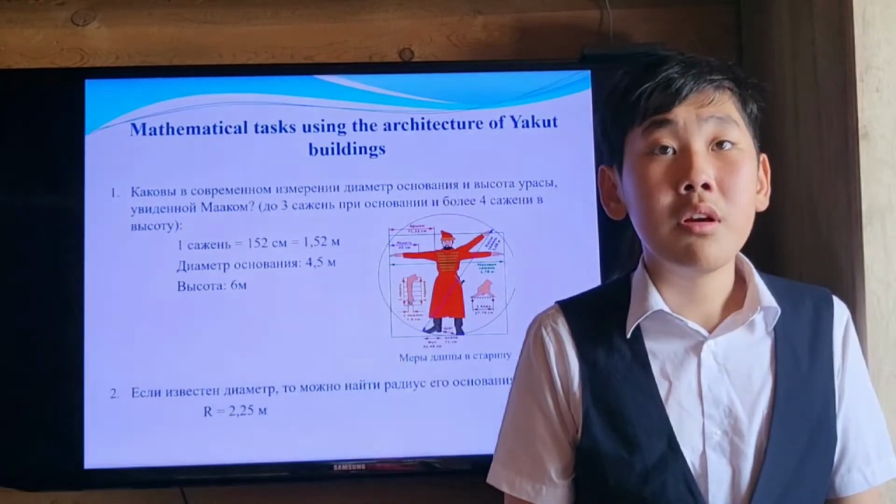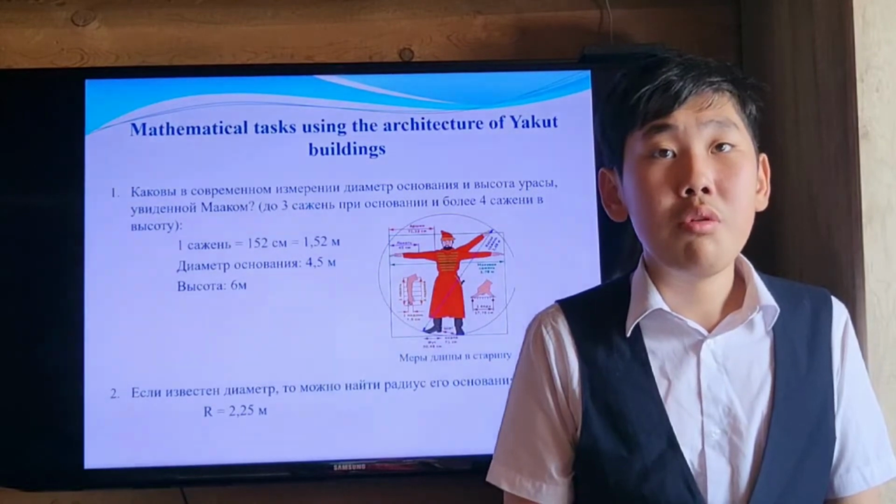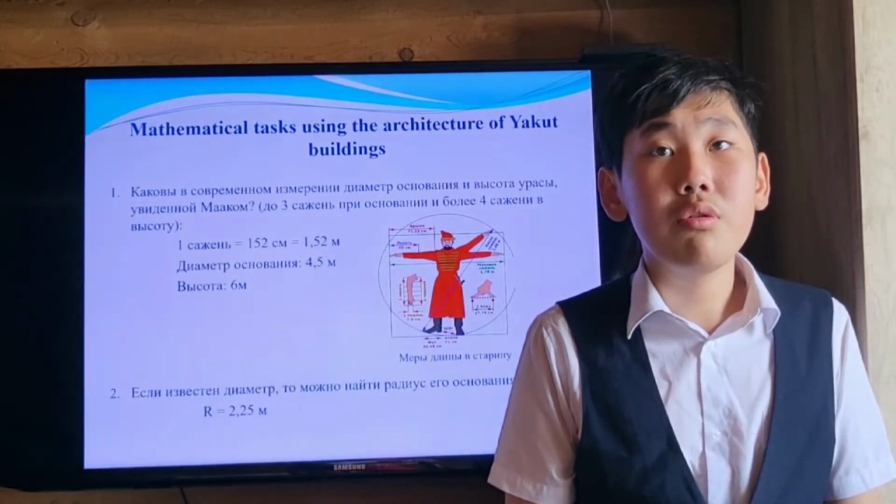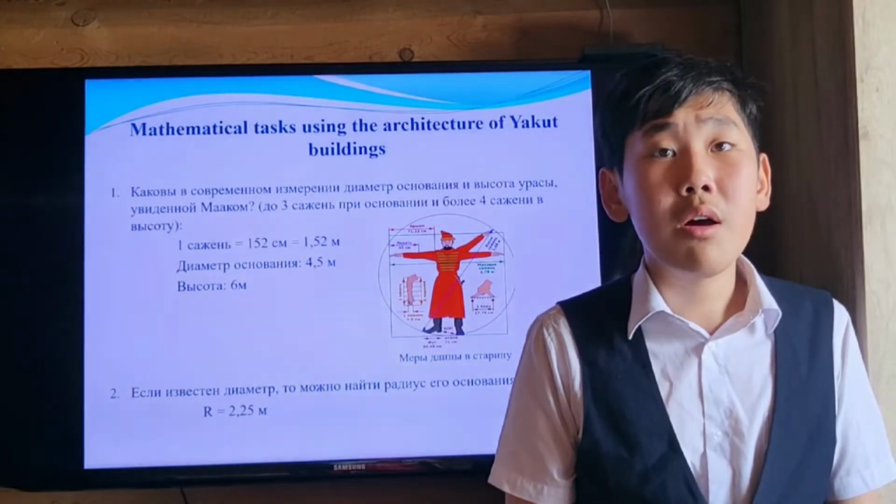For example, first, find the proportions of the Urasa in modern terms. Richard Maak gives the data of the Urasa in ancient length measurements. I got acquainted with the old measures of length. It turns out that in modern measurement, 1 fathom equals 152 centimeters, or about 1.5 meters.